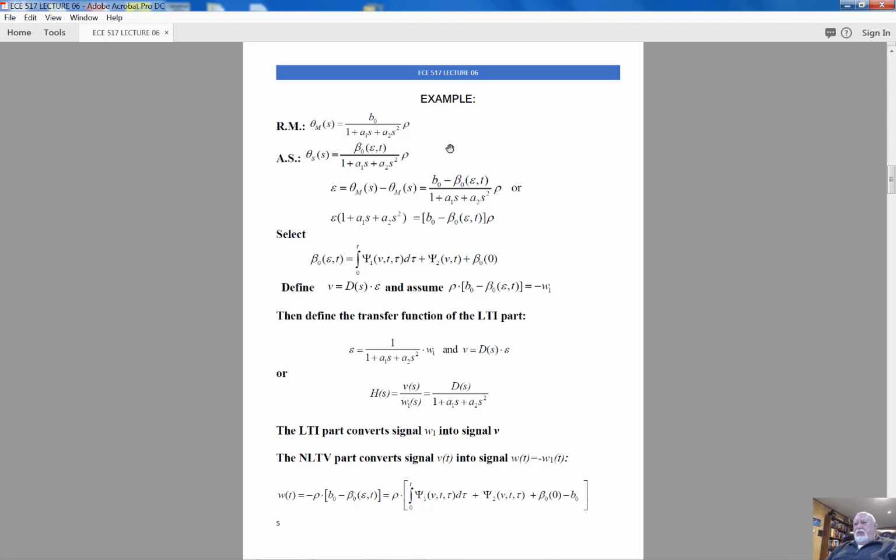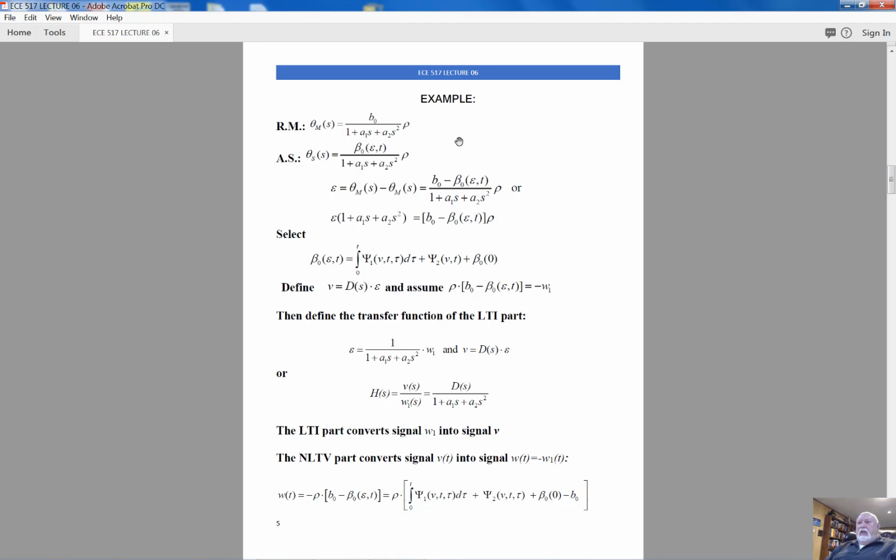In the adjustable system, we will assume the same configuration, but only the numerator, the gain in this transfer function, will be adjustable. So our adaptation law will be the definition of beta 0 as a function of error and time. As far as the inputs are concerned, the input is the same for the reference model and for the adjustable system.